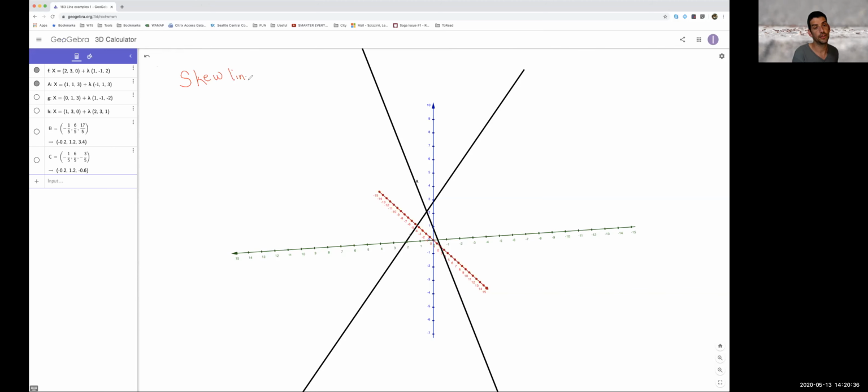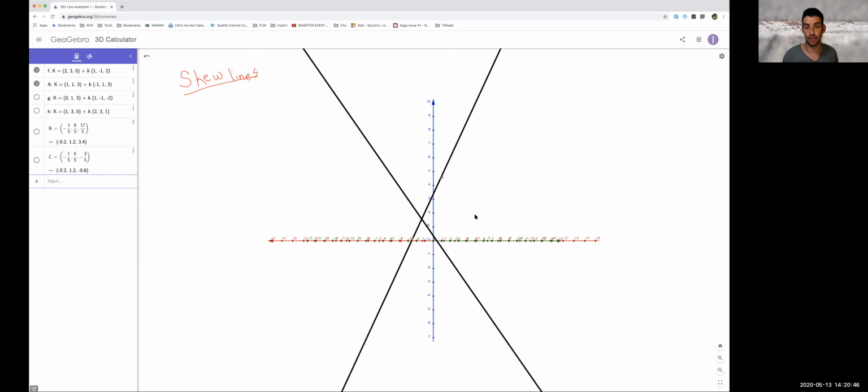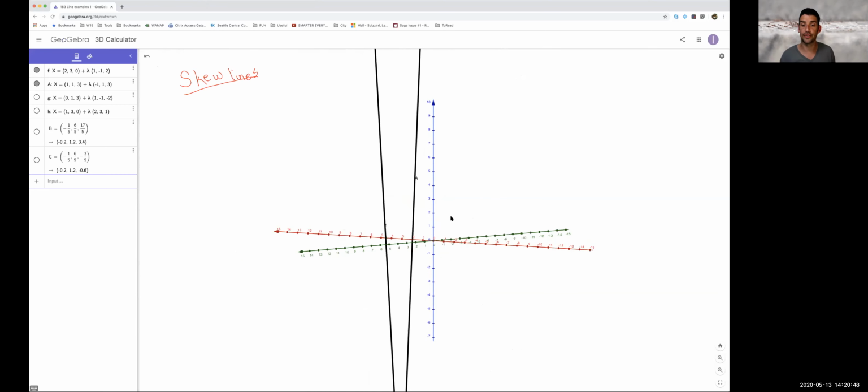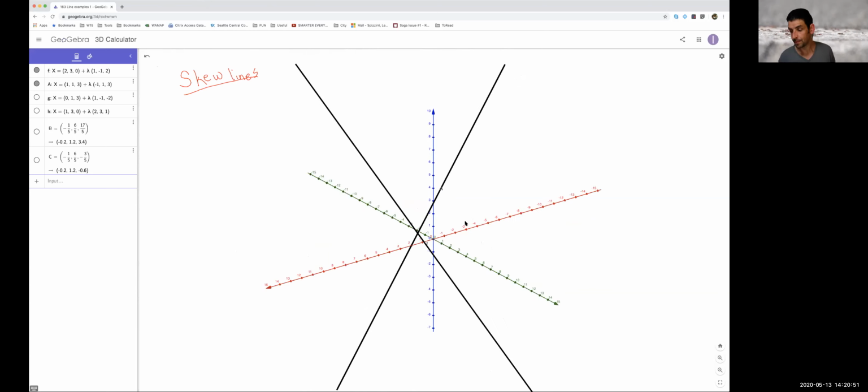All right, they don't intersect. It looks like I crossed it out. I was trying to underline it for emphasis. These are skew lines, they don't intersect, but they are not parallel, right? We determined they weren't parallel by looking at their direction vectors.